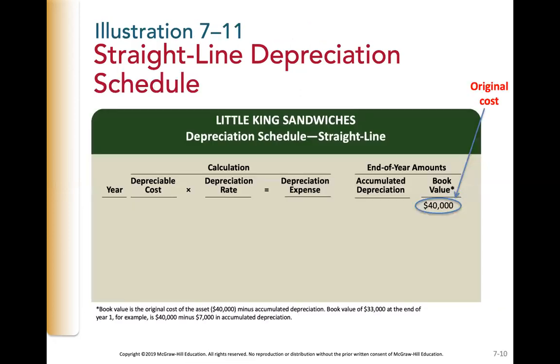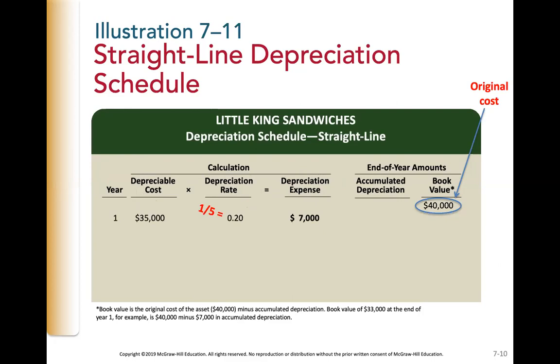This is called a depreciation schedule. You need to be familiar with it and be able to fill one of these out. So Little King Sandwiches is the company we're working with now. Notice that we have a year column, depreciable cost, depreciation rate equals the depreciation expense. So remember, the depreciable cost times our rate is our expense in accumulated depreciation book value. So book value at the beginning is the same as the cost because we have not taken any depreciation yet.